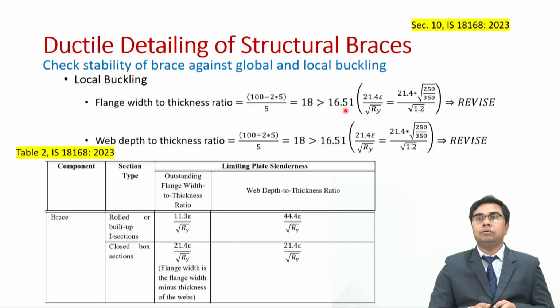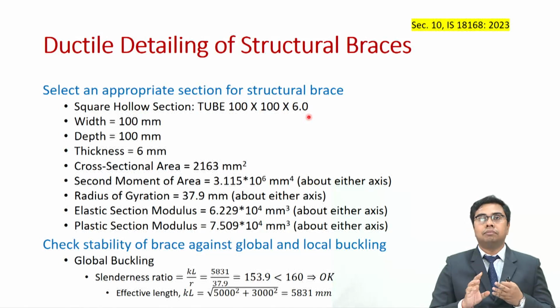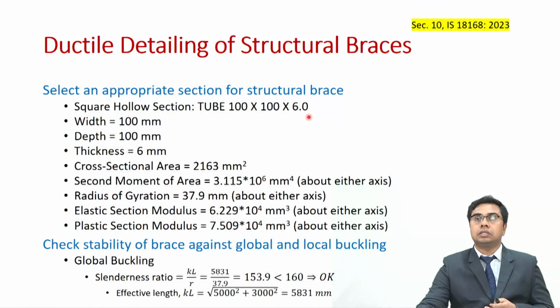In this case, what we do is that we increase the thickness. Now, let us consider the square hollow section 100 by 100 by 6, which means that we have kept the width and depth same as 100 millimeters, but the thickness of the brace section is now 6 millimeters instead of 5 millimeters, which were previously used. The cross sectional area had been found to be 2163 millimeters square. The other properties, second moment of area, radius of gyration, elastic and plastic section moduli are also listed over here using the steel table.